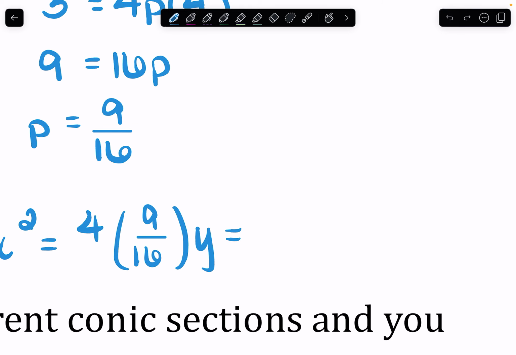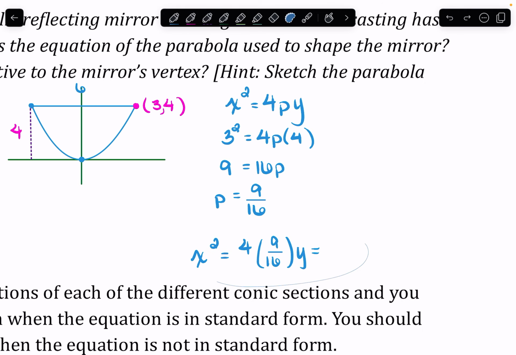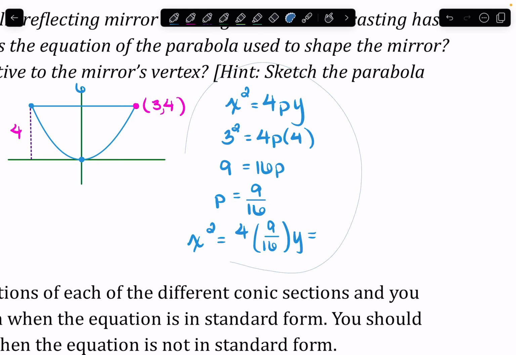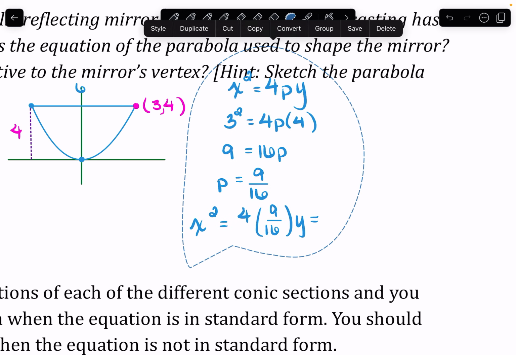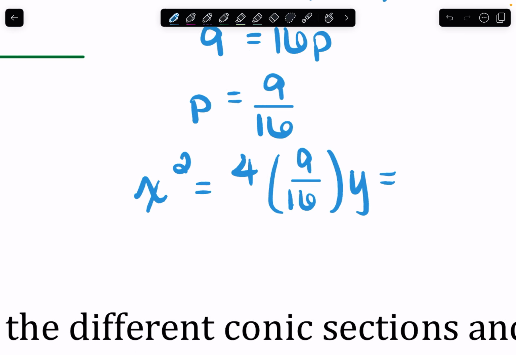Actually, let me go down to the next line. We're going to scooch this up, shrink it down. There we go. Now I can make it fit. So x squared equals 9/4 y.